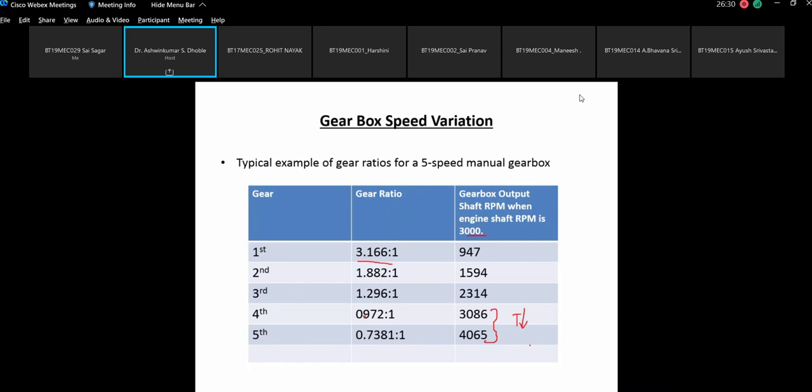Sometimes it is okay, nowadays, for the engine speed to vary up to 6500 for a petrol engine, but that was not recommended previously for diesel.